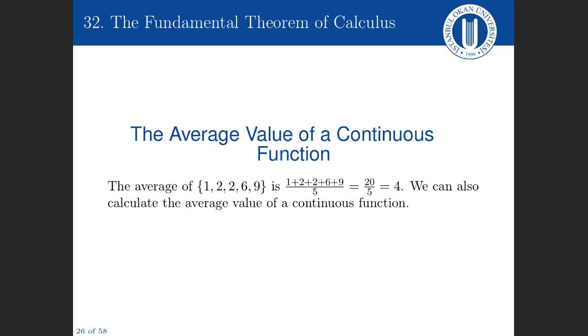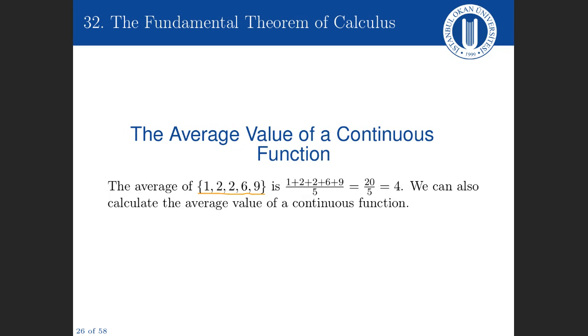We can also talk briefly about the average value of a continuous function. Let me remind you, if we had a discrete set of numbers, let's say 1, 2, 3, 6, and 9, we can calculate the average of these numbers by adding them together and then dividing by how many numbers we have. 1 plus 2 plus 3 plus 6 plus 9. And because we have 5 numbers, we divide by 5. And we get 4.